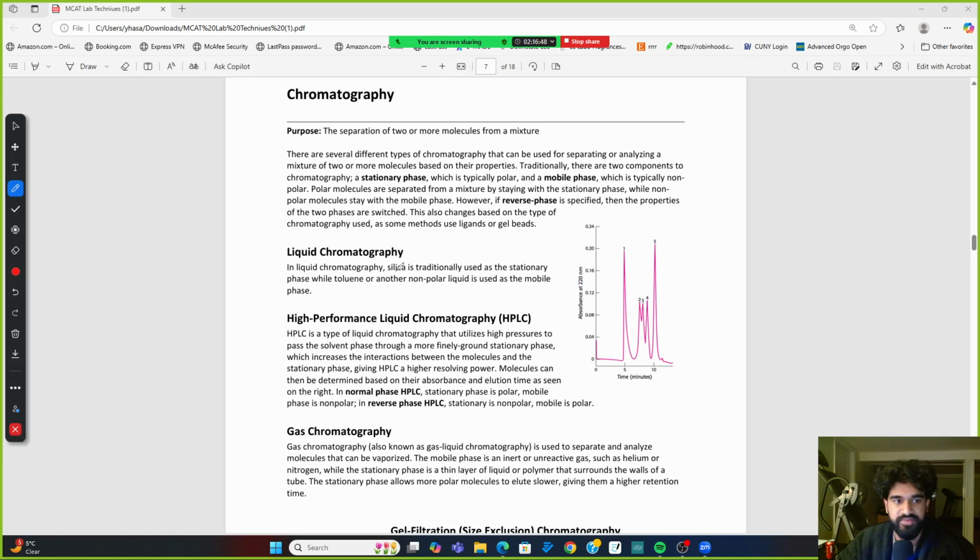Liquid chromatography. Silica is traditionally used as a stationary phase, while toluene or any other nonpolar liquid is used in the mobile phase. So here's how this works. You have a little vial filled with silica. You have samples inside of here that you load up on top of the silica, and you pour toluene through it. And the toluene is going to pull some of the sample with it. And the thing that's going to elute first is what? The most nonpolar. The most nonpolar thing is going to elute first. Smaller or bigger?